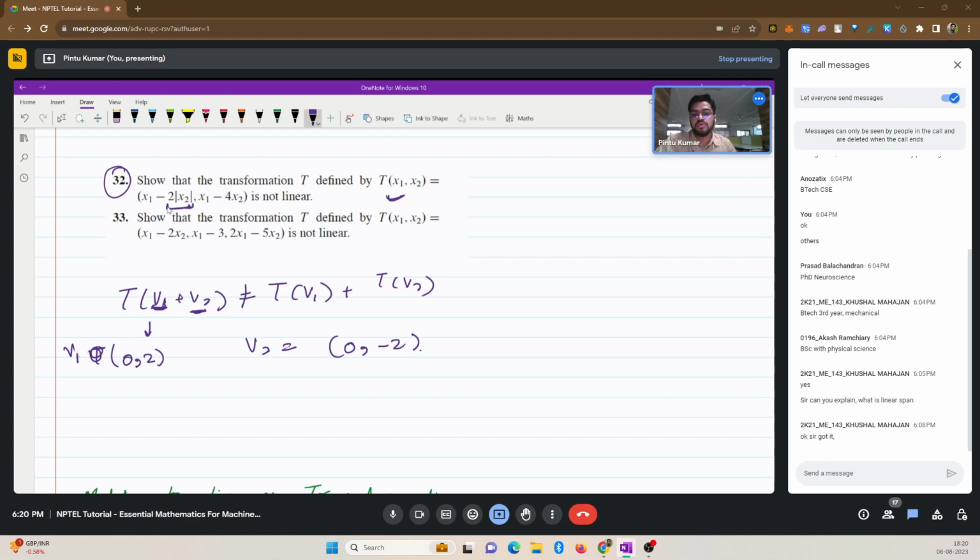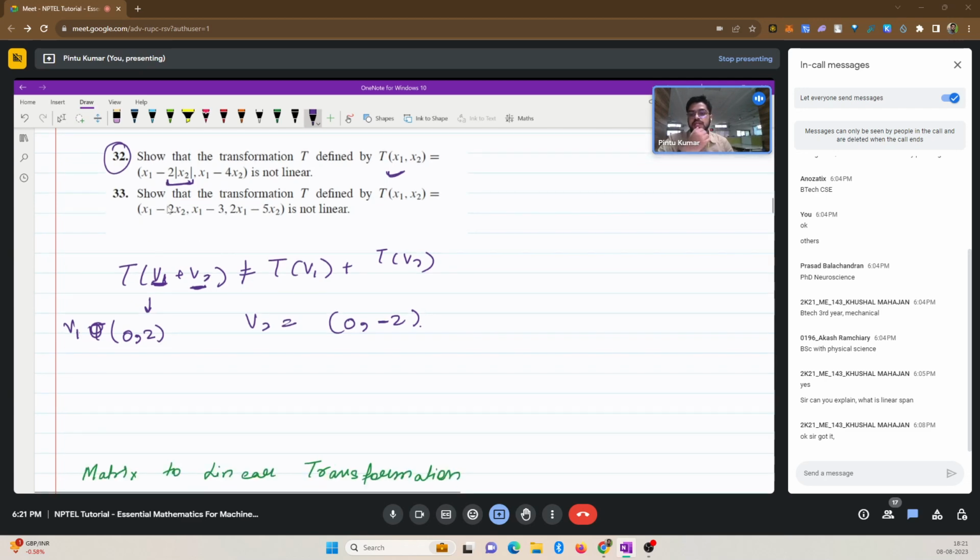Now if you do this thing, what you would obtain is that T of V1 is 0 minus 2 times mod of 2. So this is minus 4, and the second term is 0 minus 4 times 2. This is minus 8, right? Now what is T of V2? You would obtain the first position again as 0 minus mod of this particular thing. So we would obtain this as minus 4, and the second position you would obtain as 8.